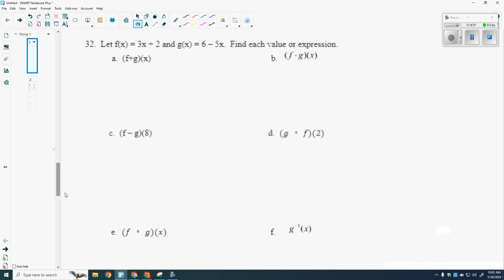Okay, moving on to function and function notation. F plus g of x simply says take f of x and add it to g of x. Combine like terms, I get negative 2x plus 8.